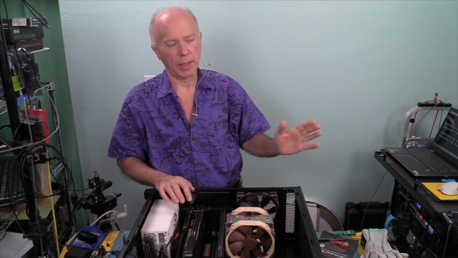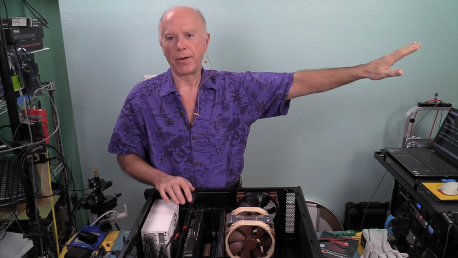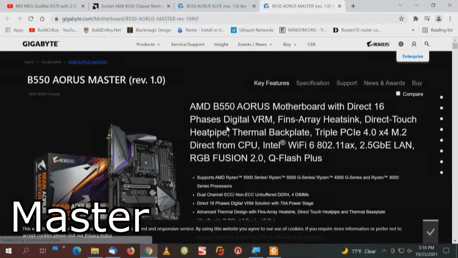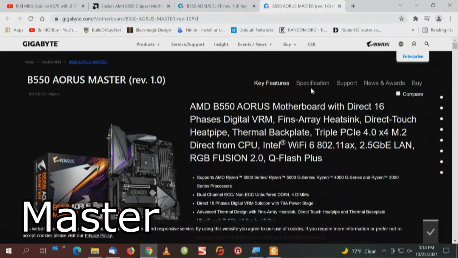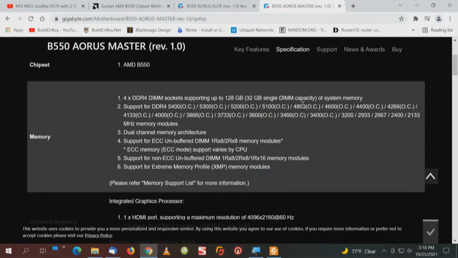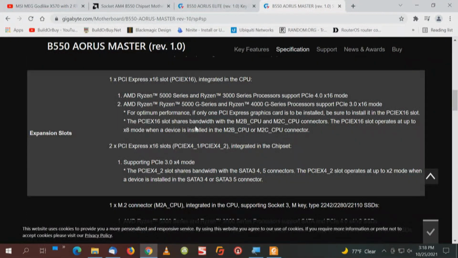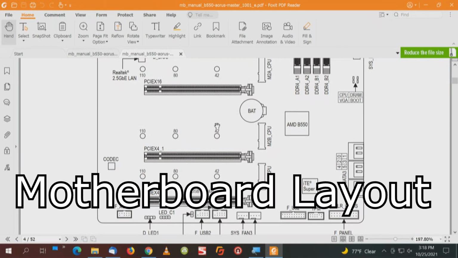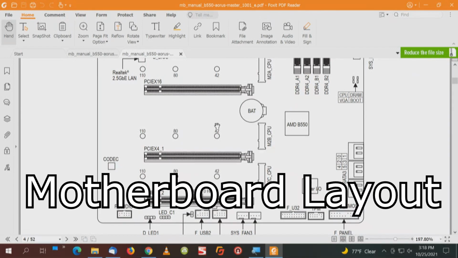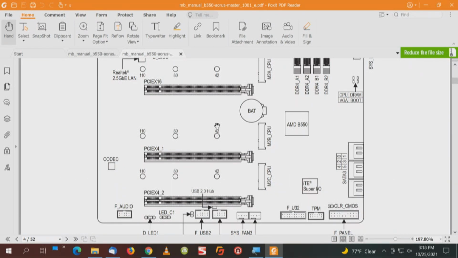Now all 3 of these motherboards are laid out differently. Let's look at the next one and see how it's laid out. And this is the Gigabyte B550 Aorus Master. Specifications, and we want to take a look at expansion slots. So let's go immediately to the manual. And again on page 4, we have 3 16-lane slots. We also have 3 M.2 connectors.